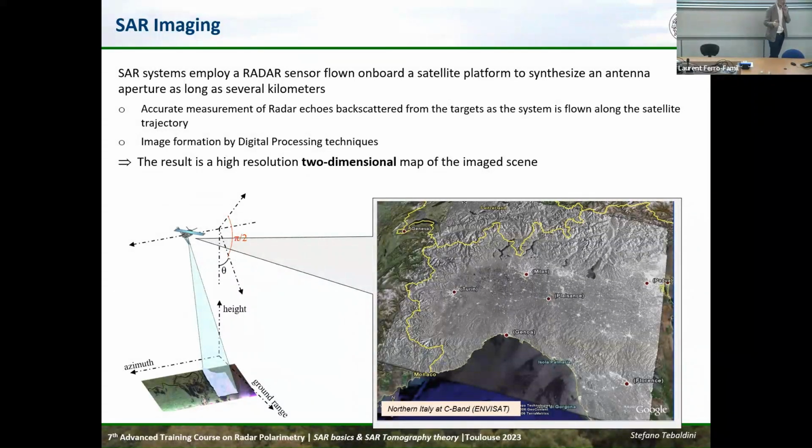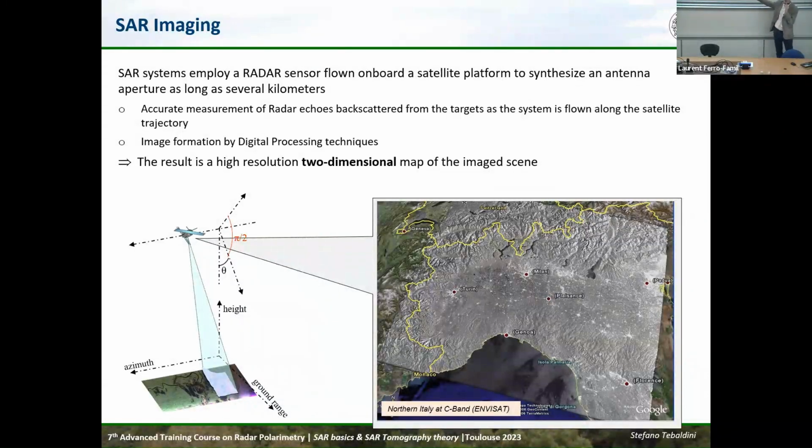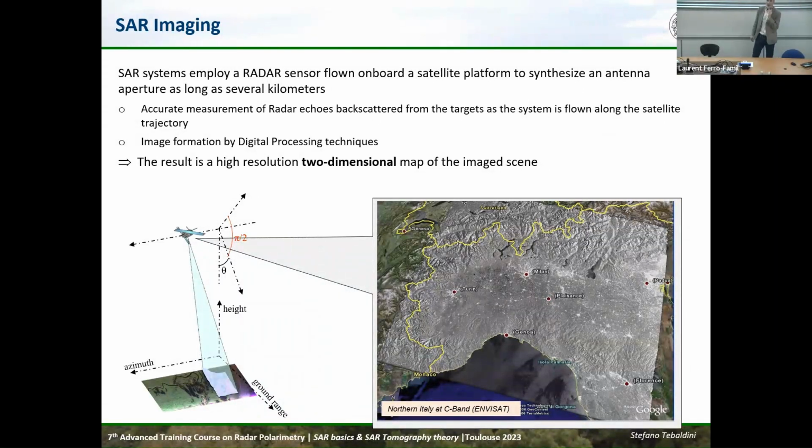And in so doing, with some sophisticated digital processing techniques, which we will see today, we are able to generate an image. So let's say that the output of a SAR survey is an image that can be quite extended of the Earth's surface as it is perceived in the microwave regime.